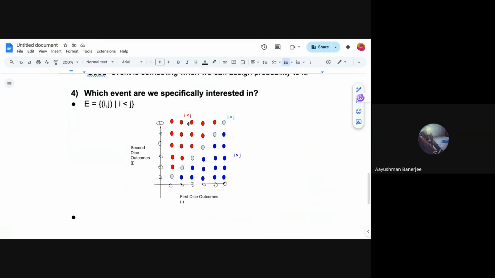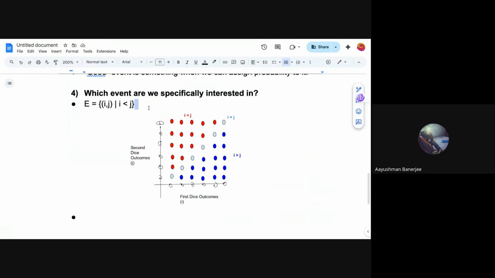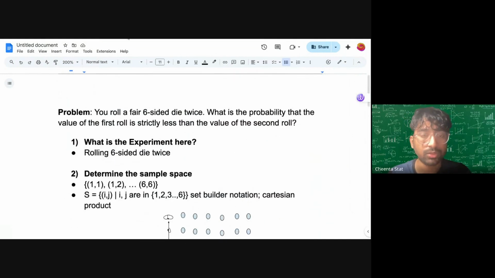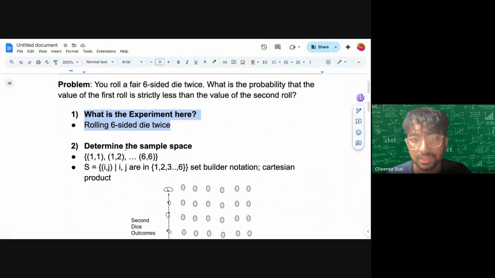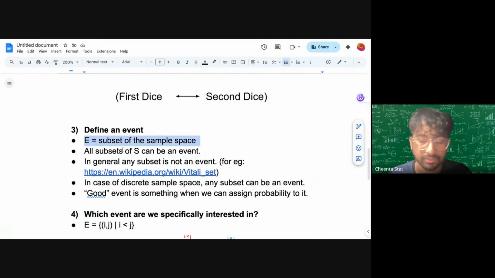Probably this isn't the question, but how exactly do we choose the event? Like i comma j. In this case, i is less than j. Very good. Do not ever think, Ayushman, that your question is not valid. First of all, an event is a subset of the sample space. That's how you define an event, and all subsets of S can be an event in this case.